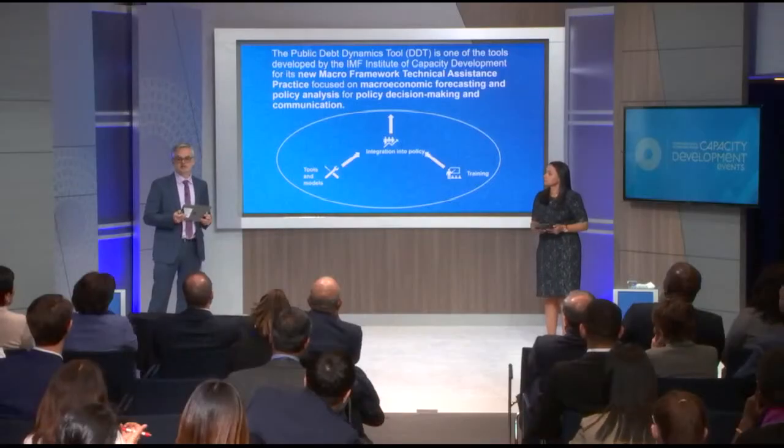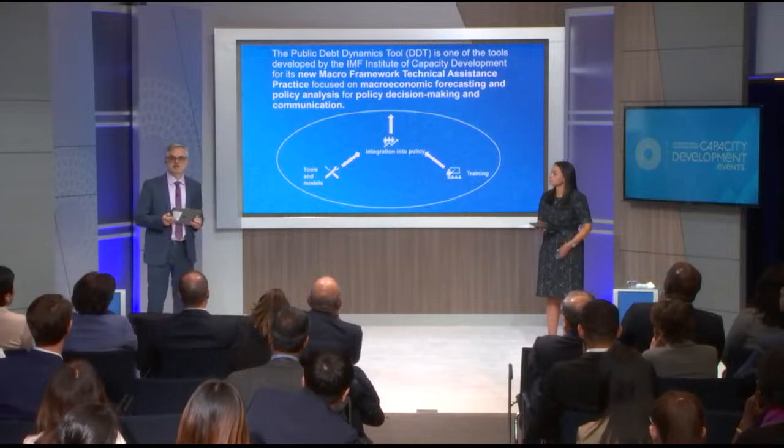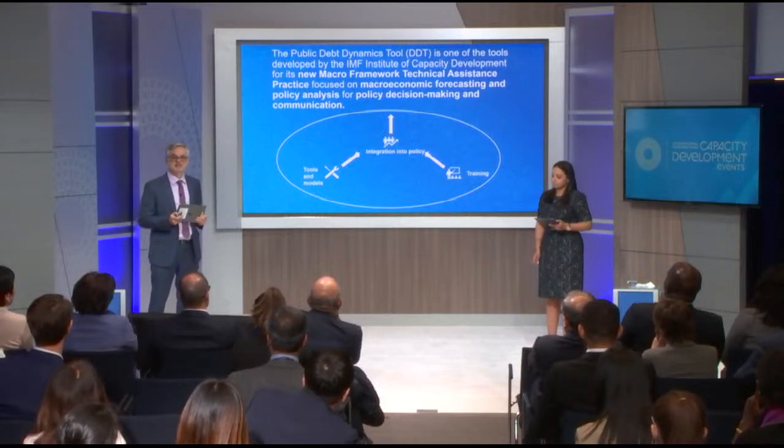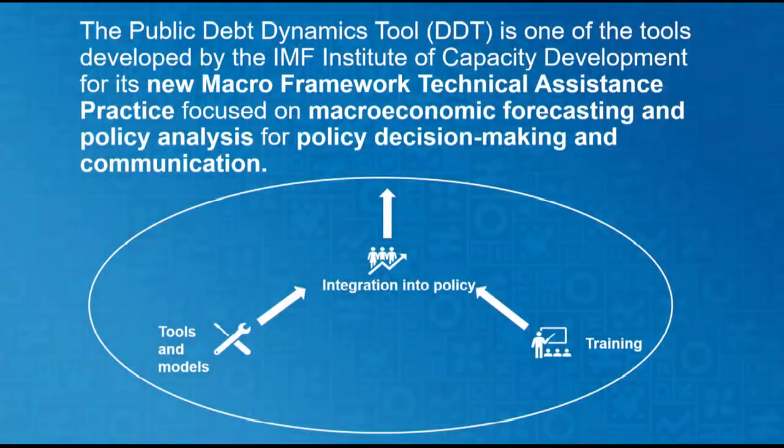The DDT is one of the tools recently developed by the IMF Institute of Capacity Development for its new technical assistance practice on macro frameworks. This practice is focused on macroeconomic forecasting and policy analysis. The objective of this new practice is to help governments improve their policy decision-making and their communication.